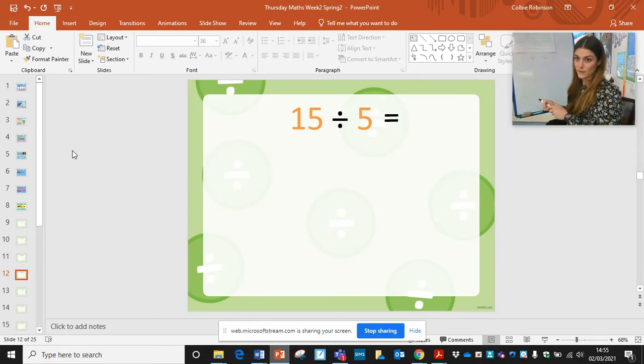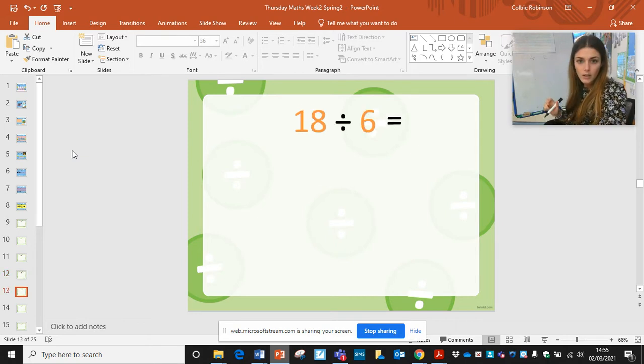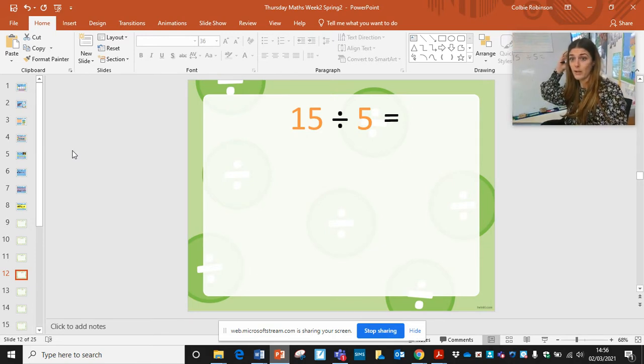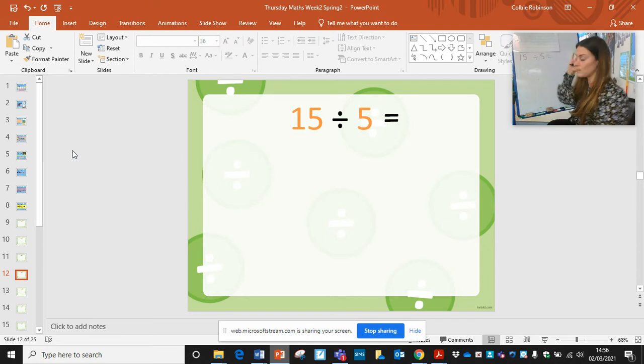Okay, let's try 15 divided by 5. If I do 15 divided by 5, my whole number is the 15 and I'm dividing it between 5 people. So I've got 15 sweets shared between 5 people, okay? So you can draw the people at the top to help you. You can have 5 people if you want to draw 5 stick people, if that helps you to work the calculation out, or you can go straight into it, which some of you will be able to do. So I'm going to go straight into it.